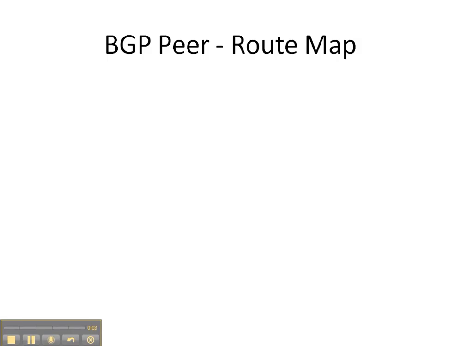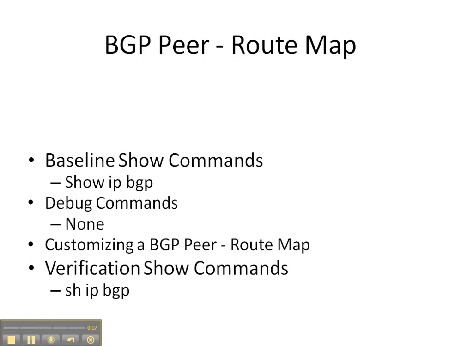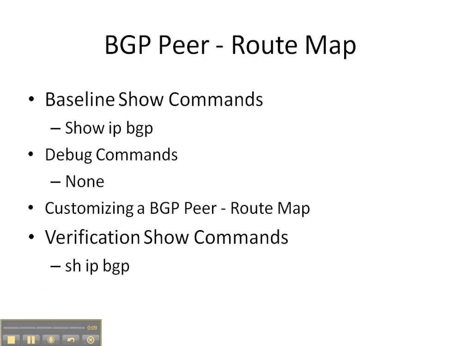In this video cheat sheet, we're going to be configuring a BGP peer with a route map. We're going to use baseline show commands of show IP BGP. Then we're going to customize a BGP peer with a route map. And route maps are one of my favorite things in BGP.